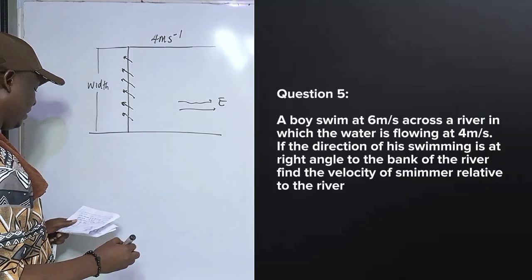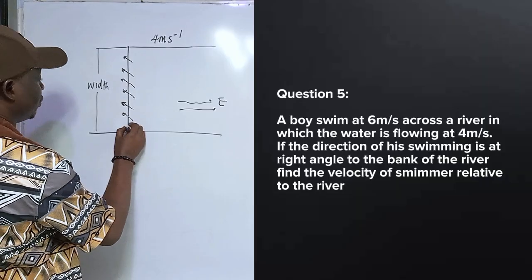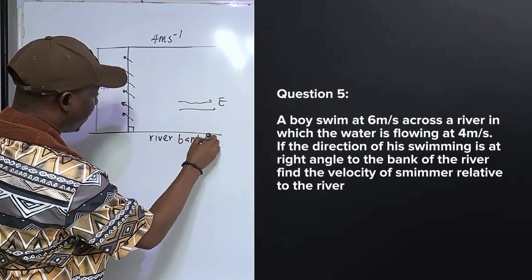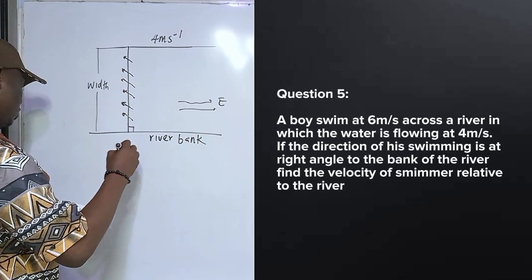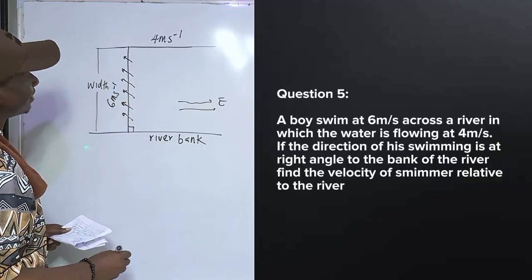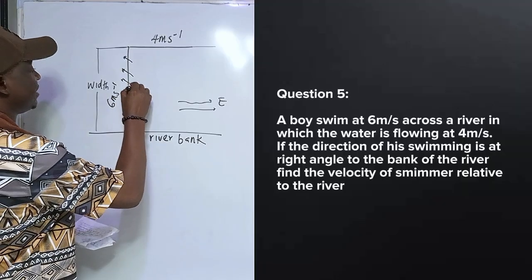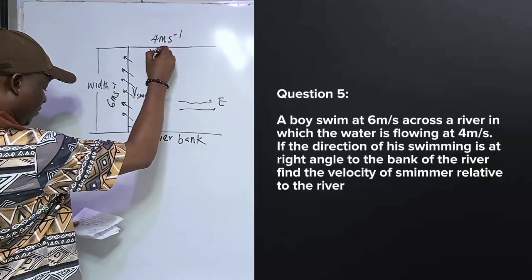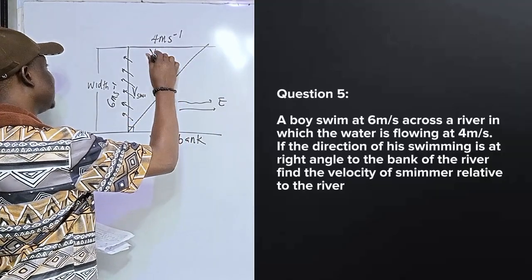If the direction of the swimming is at right angle to the bank, so at right angle to the bank, this is the river bank. So that is to say that the swimmer is swimming at 6 meter per second, at right angle to the bank. So what we need is the velocity of the swimmer. This one is velocity of swimmer, velocity of river water flow, or the river, as the case may be.